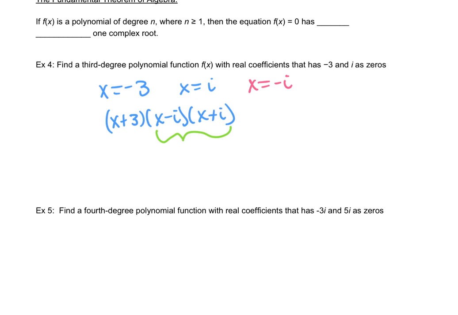If we have x minus i times x plus i, our answer, remember, is of the form a squared plus b squared. So if you have to FOIL it out, do that for sure. But if we do a squared, that's going to give us x squared plus, if we do i and negative i, that gives us negative i squared, which becomes a plus 1. But now I need to multiply that times this x plus 3.